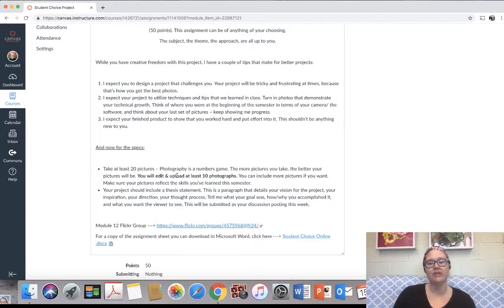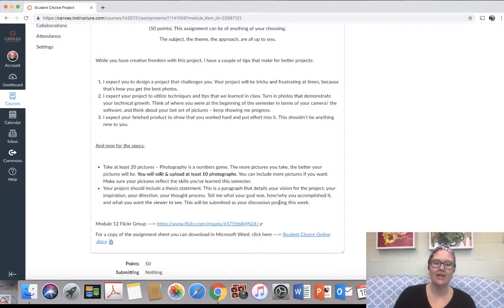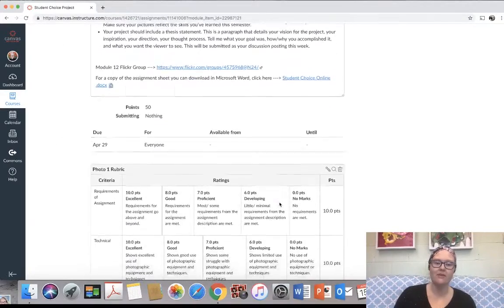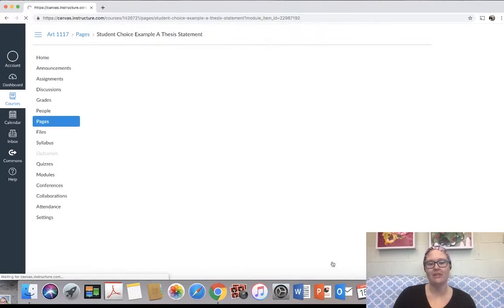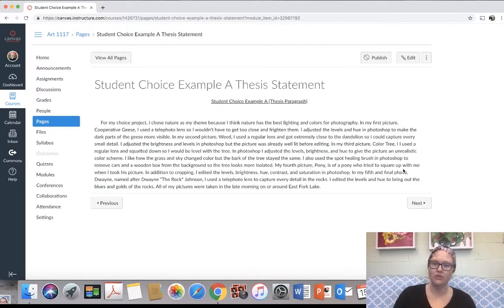And you'll see that you should include a thesis statement with your project, and that's actually going to be your discussion posting this week. If you bear with me for just a second, I will show you. You can see that's how it's graded. But I'll show you a good example of a couple well-written thesis statements. So these are all under your module.